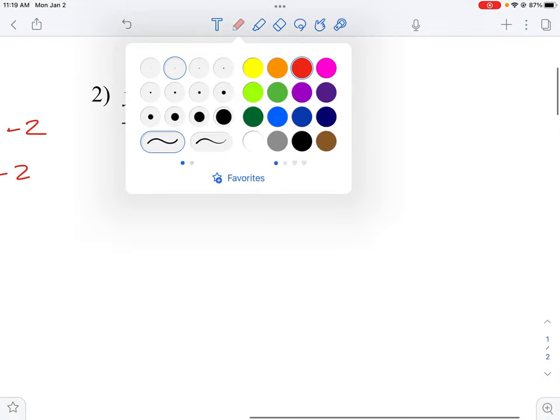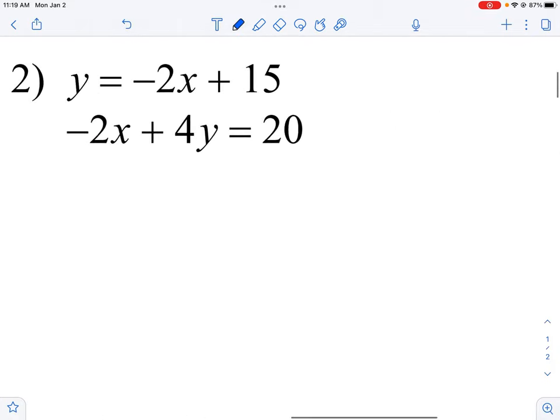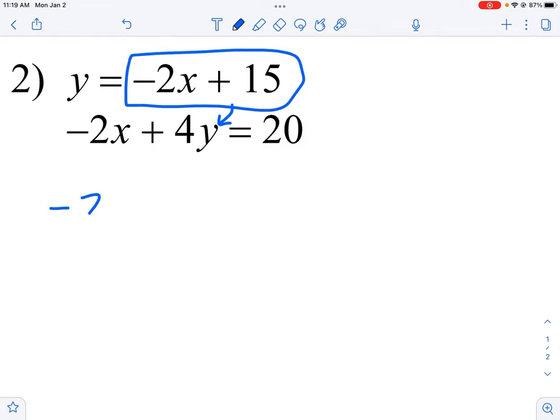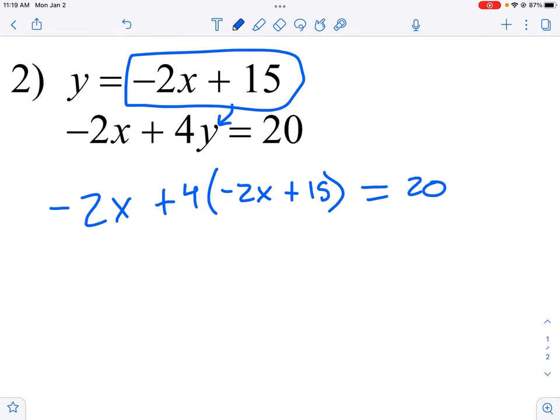Let's try another one. We're going to take this entire piece and substitute it into the y spot. So I'm going to rewrite my second equation, and where I see my y, I'm going to put parenthesis, and then what y is equal to, negative 2x plus 15. And it equals 20. Now I'm going to simplify my left side and finish solving for x. So I got negative 2x plus, 4 times negative 2 is negative 8, and then the x goes on still.